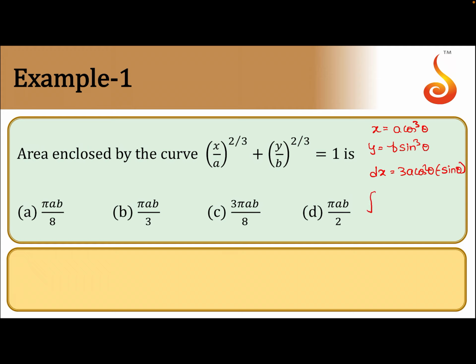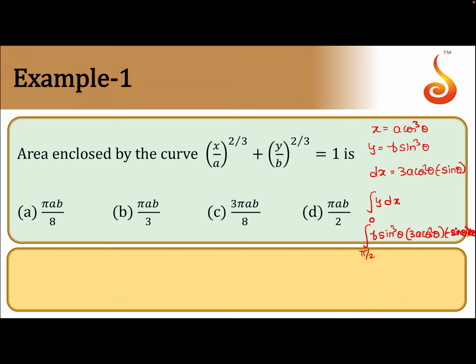Using the formula y dx, so we get what is y? b sin cube theta into dx, which will be 3a cos square theta into minus sin theta d theta. Now limits will be from pi by 2 to 0.